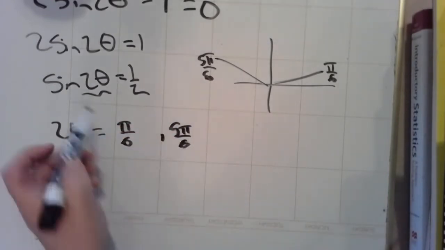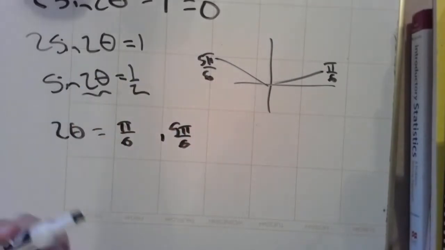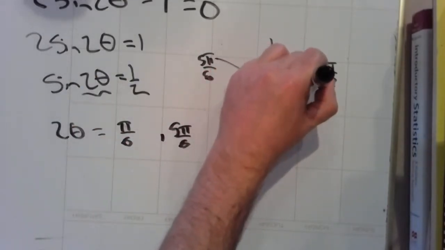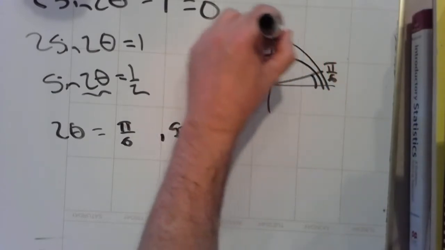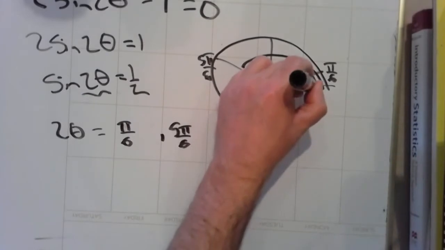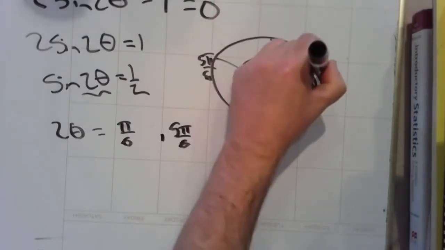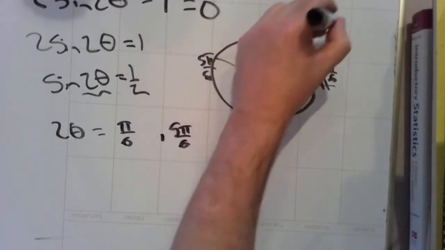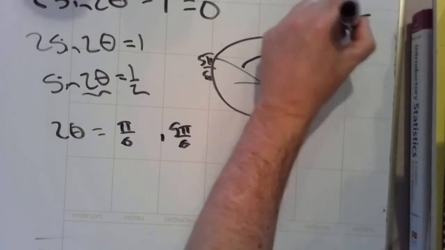But because I have this 2 there, I have to go around the circle twice to catch all of my possible solutions. That's only once. So that was going here, then going here. Now I have to go all the way around, 2 pi plus an additional pi over 6. So my next guy is going to be pi over 6 plus 2 pi. 2 pi is 12 pi over 6.